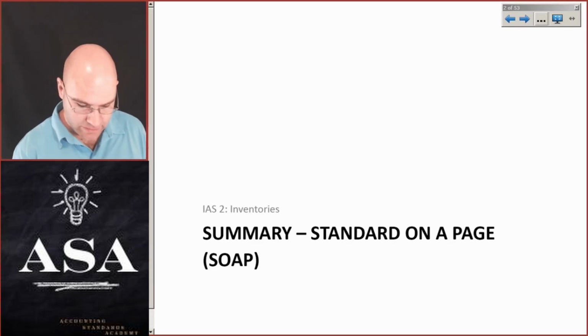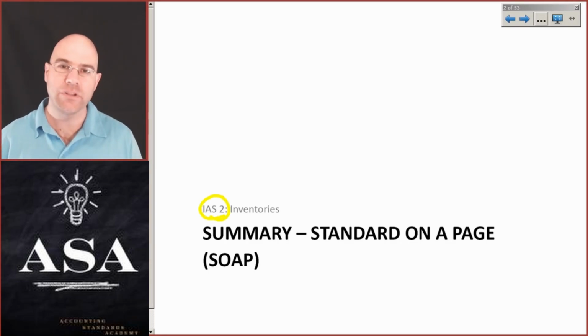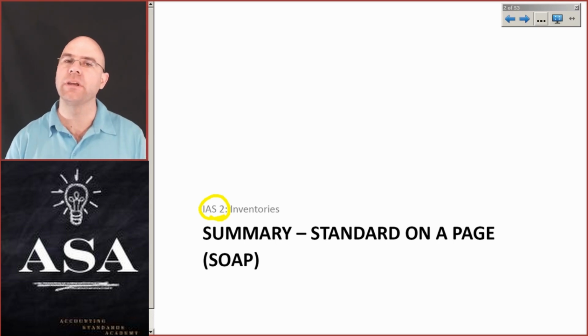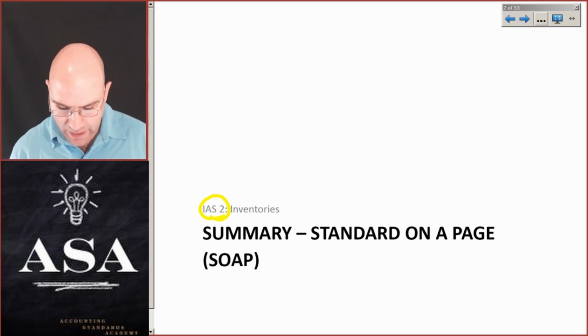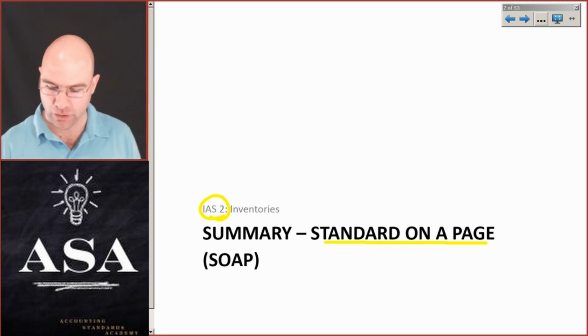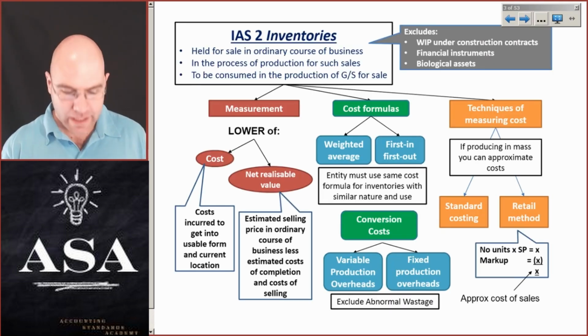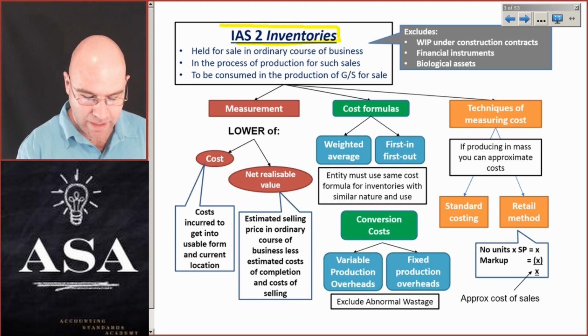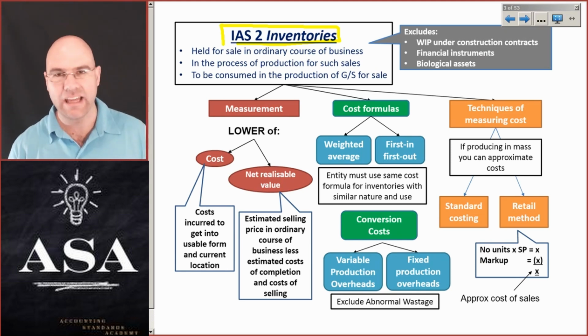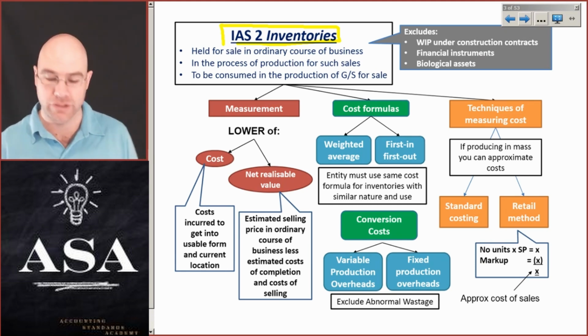International Accounting Standard 2 on inventories. We're going to start off by doing a very high level summary, and I call this a standard on a page, a SOAP. So, IAS 2. We've crammed a lot onto one page, but it gives you a big picture, and it's a nice way to come back and do final revision.